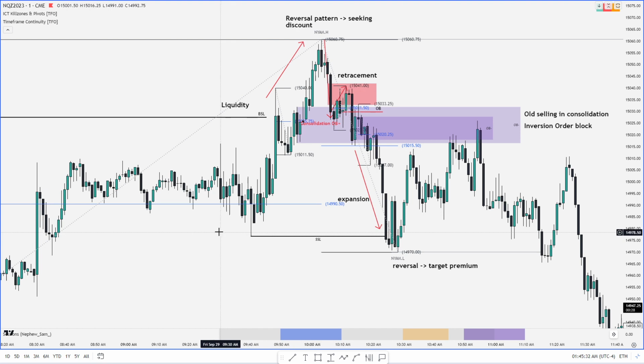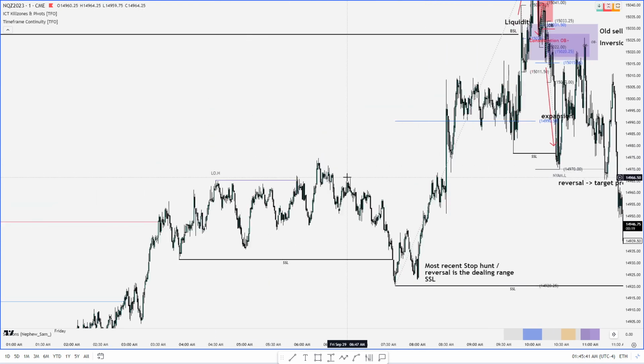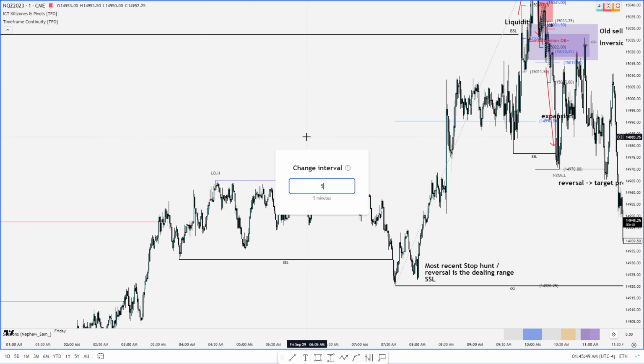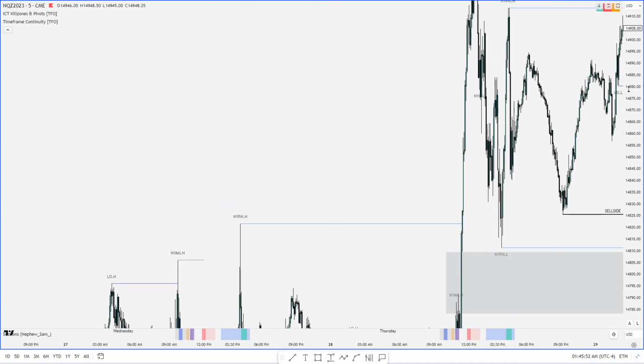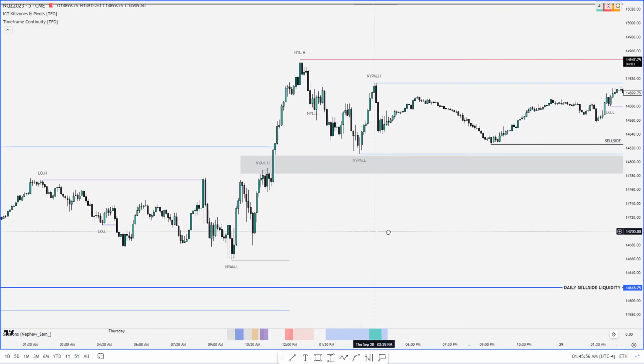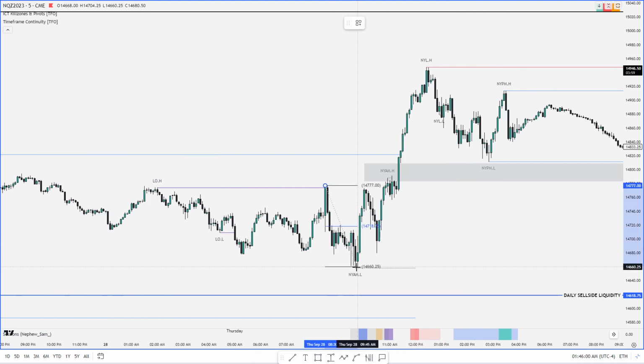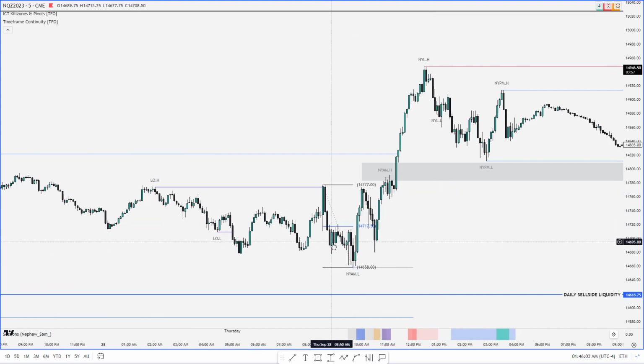Expand lower into the sell side here, as well as the dealing range discount with the fair value gap paired as well, which I believe more importantly is the consolidation order block in here. So oh no, not really. High to low in here. It's your breaker as well.